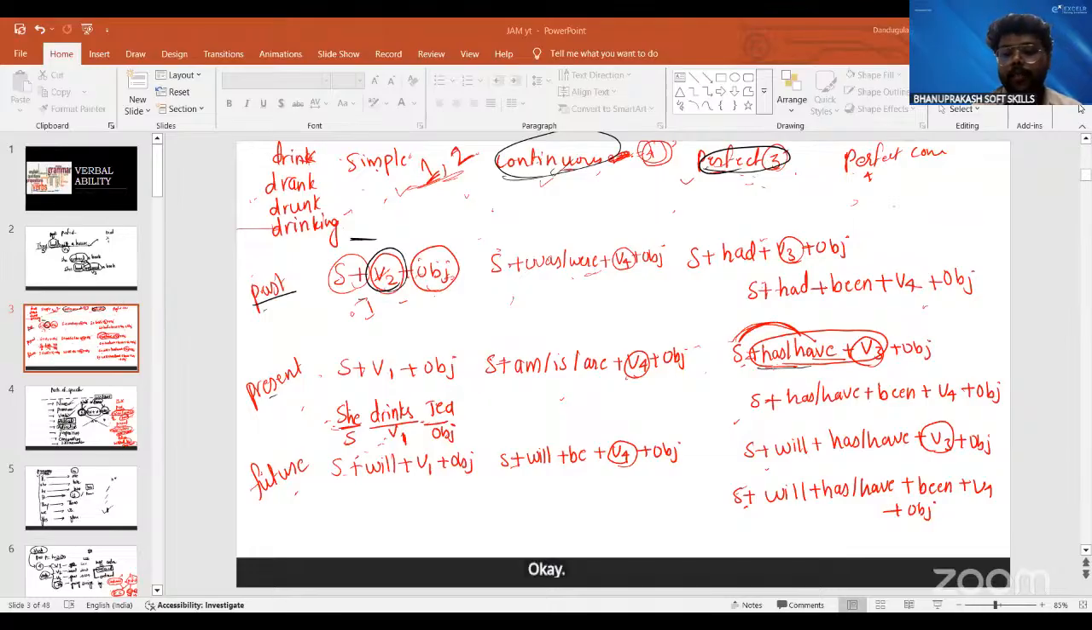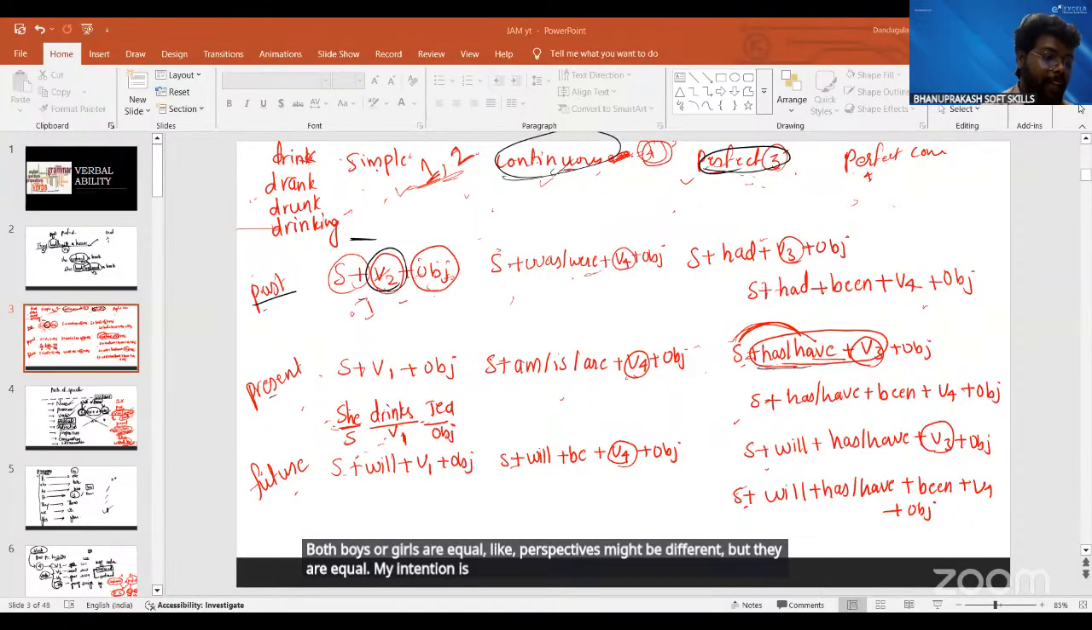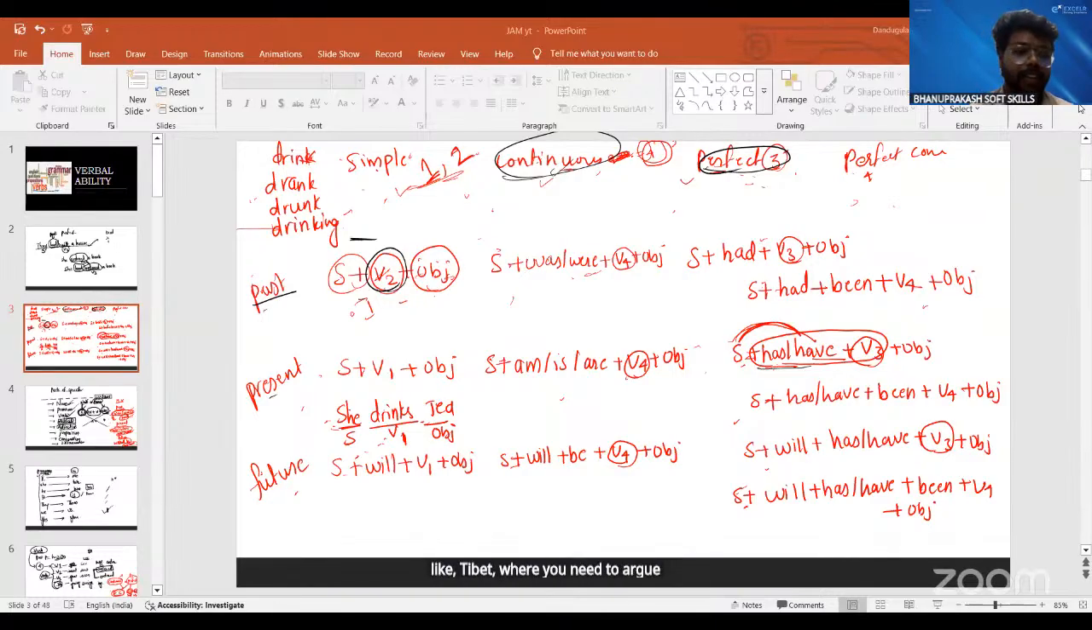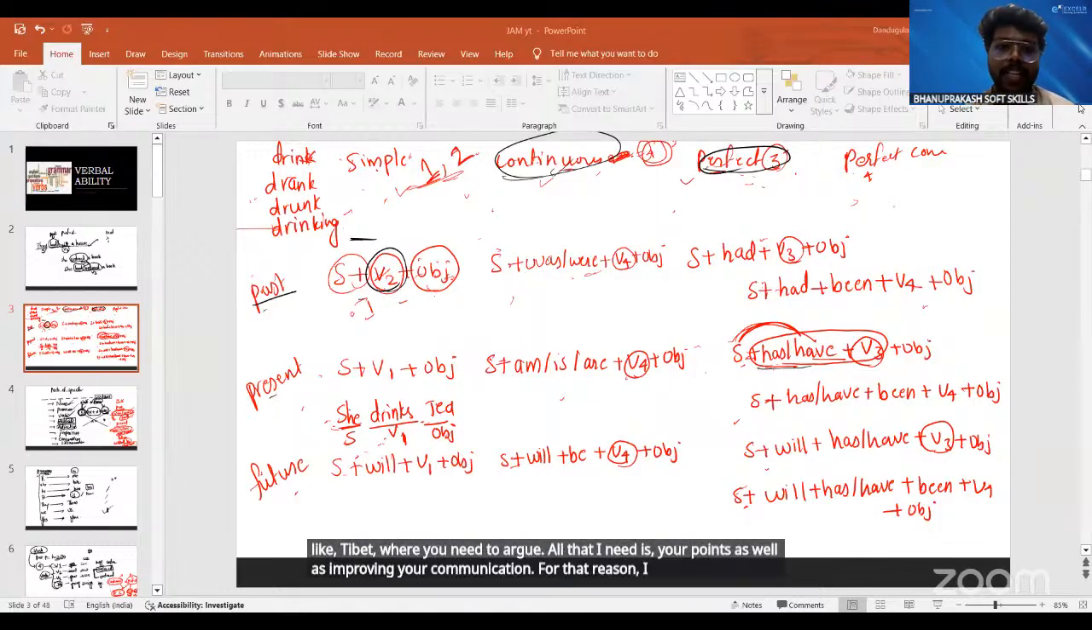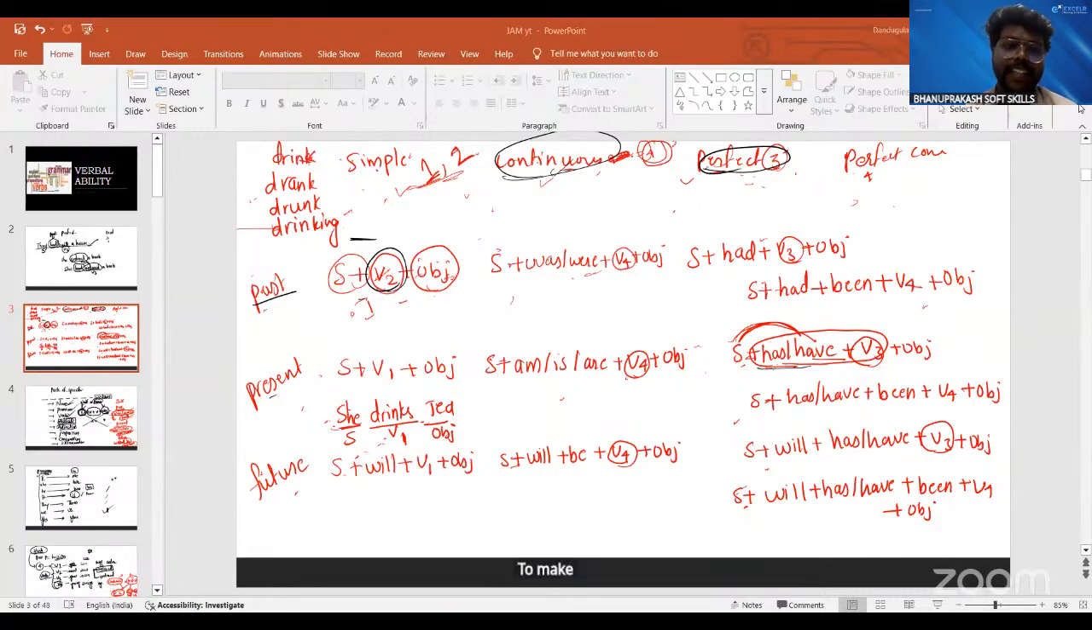Okay, right. Any other questions? Yes, Prasad. Boys and girls are equal in many ways. Perspectives might be different, but they are equal. My intention is not to put any conflicts between you, but it's for a debate where you need to argue. All I need is your points as well as improving your communication. For that reason I gave this topic, because this kind of topic usually triggers us to speak.